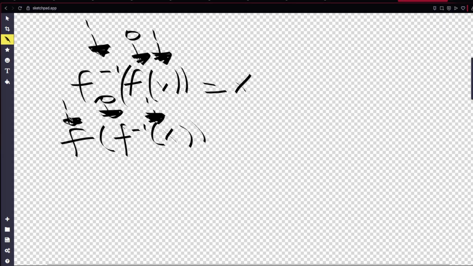So in other words, whatever x is, f negative 1 of x, or the inverse of f of x, hold on one second.